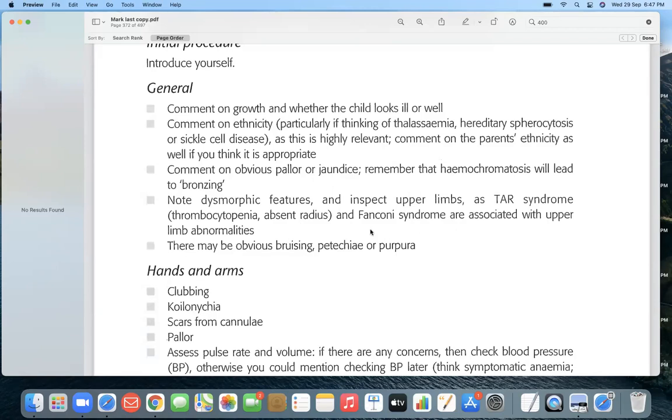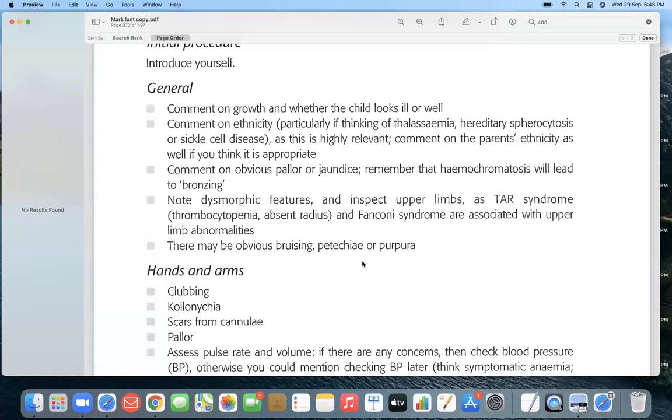So in any hematology case, along with the dysmorphic features, you will keep in mind to inspect the upper limb, because in TAR syndrome, that is thrombocytopenia and absent radius, and also in Fanconi's anemia, they are associated with upper limb abnormalities. Okay, so always. This is Dr. Noor, this is Fanconi anemia. You rightly said this is not Fanconi syndrome. This is a mistake in the book. Yeah, I did not see this. I read Fanconi, then I said Fanconi anemia. Okay. TAR and Fanconi's, you have to concentrate on the upper limb abnormalities.